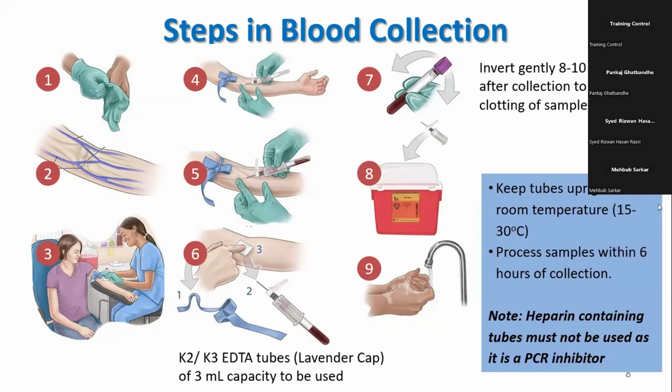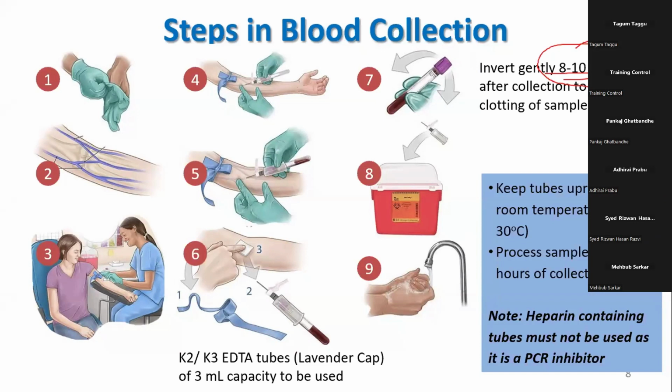And the important point in this slide is you have to ensure that you invert this EDTA tube after drawing the blood 8 to 10 times. This is very important. What happens if you do not invert it is you'll get clots and the blood will get clotted. You will not get plasma. And there is another possibility. If you just shake it or do not mix it properly, do not invert it 8 to 10 times, that will lead to microclots.